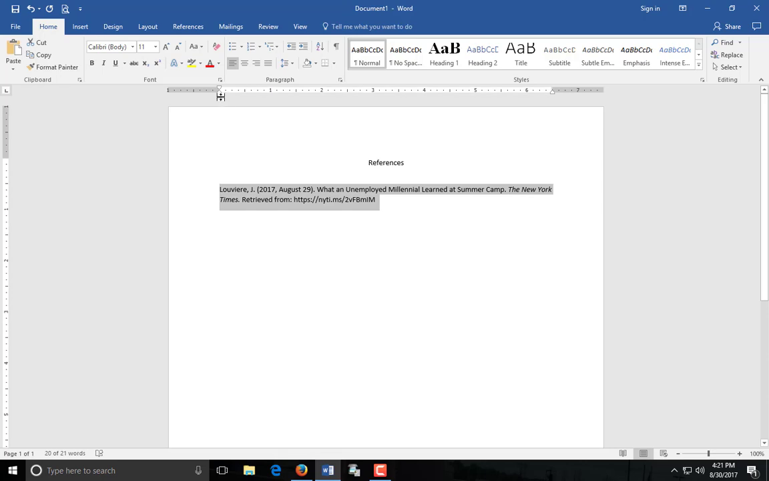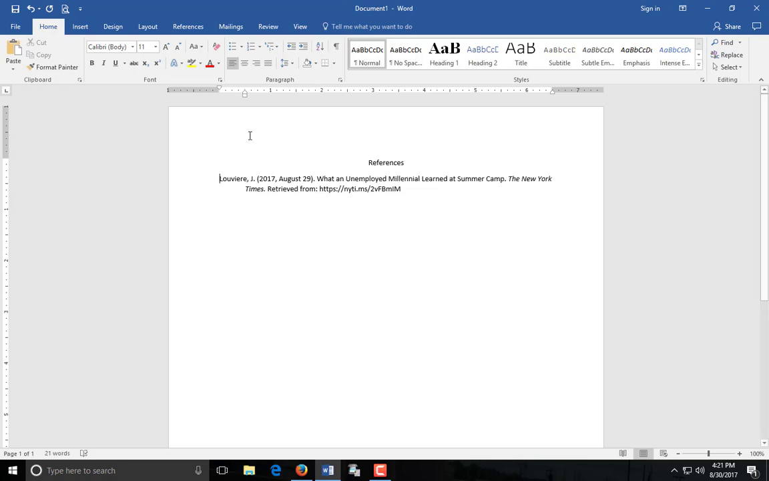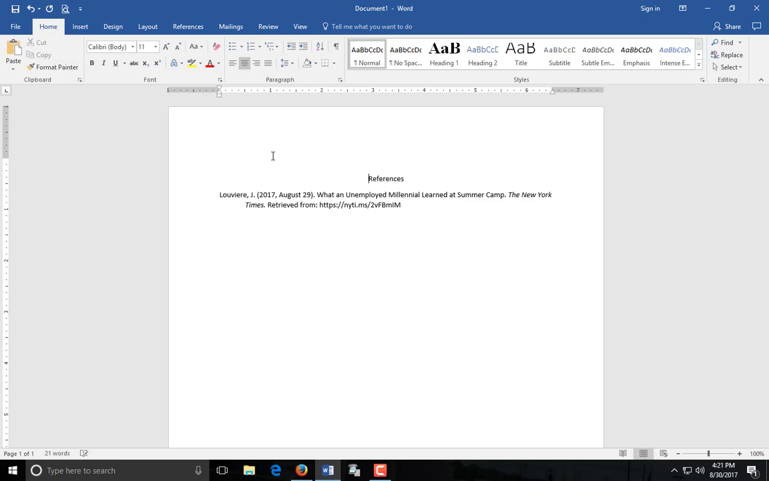Then we want the bottom to be a hanging indent. So there's 3 parts of this. You want to grab the middle one, move it over. I don't know why it was doing that. But anyway, so now you want this to be on its own page.